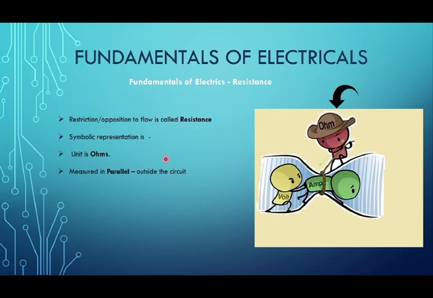Okay, so restriction and opposition of the flow is called resistance. The symbolic representation is the ohm symbol and the unit is ohm. This should be measured in parallel but outside of the circuit. Whenever you are checking the resistance, it should be measured in parallel but outside of the circuit. It means you have to switch off the circuit.